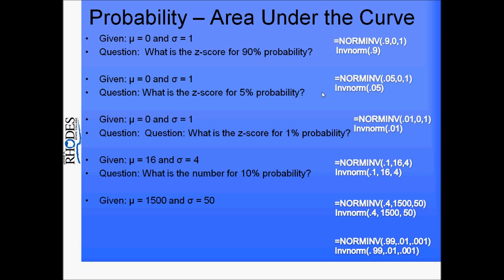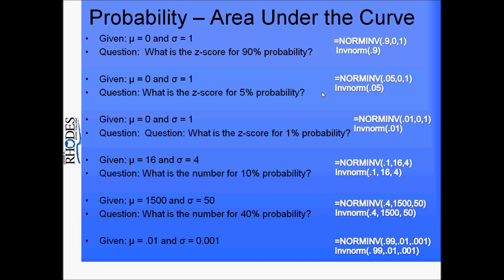Next one, the mean is 1500 and your probability that you're looking for is 40%. So, pretty straightforward. Inverse normal. 40% is 0.4 in decimal, comma, and then we have our mean, which is 1500, comma, then we have our standard deviation of 50. And when we plug and chug, it is 1487.33. So at 1487 and less, that is where your probability is 40%.